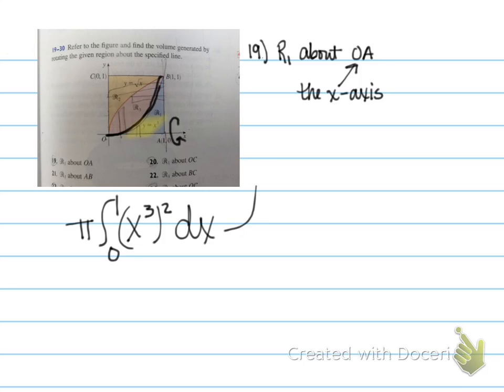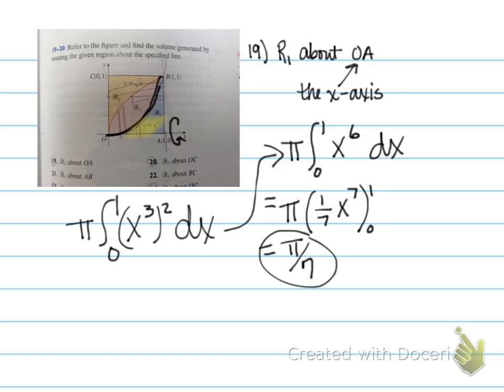And this one's pretty easy for you to evaluate. So simplifying it first, you've got pi times the integral from 0 to 1 of x to the 6th dx. We integrate that, we get x to the 7th over 7, or 1/7 x to the 7th. So pi times that, evaluated at 1, would be 1/7 times pi. Pi over 7 is the volume of region 1 rotated around the x-axis.